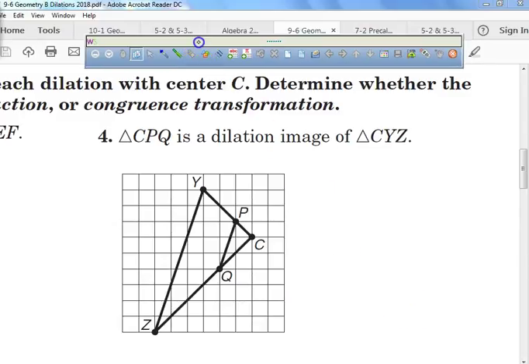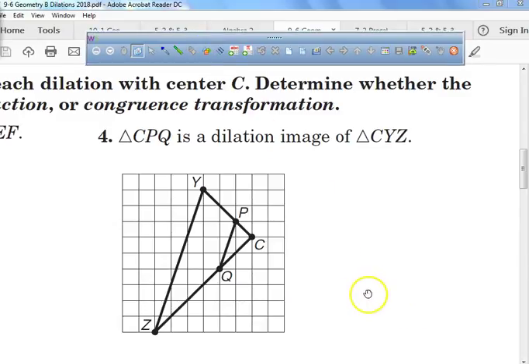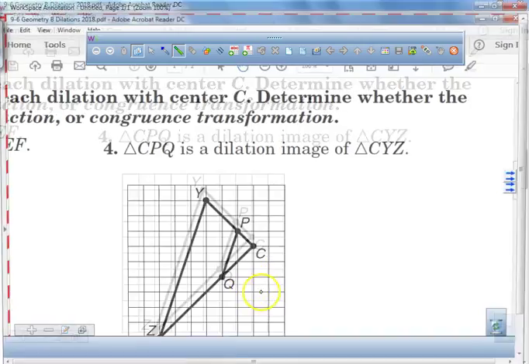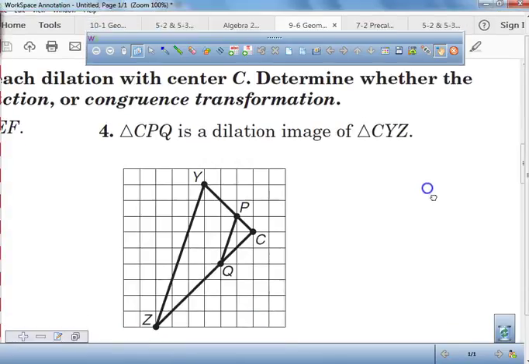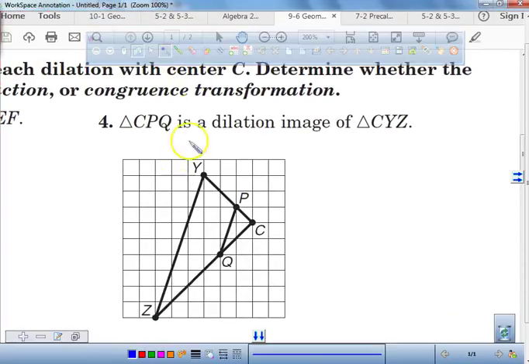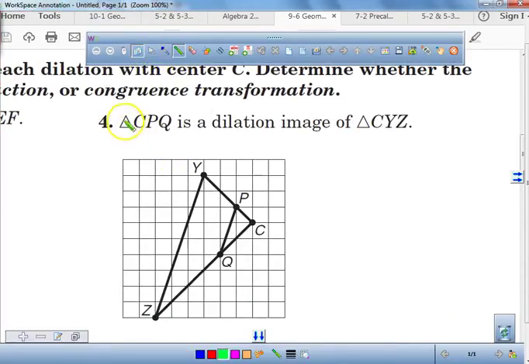Alright, everybody, today we're continuing with Chapter 9, Section 6, dealing with dilations. Now, it says right here, let's check this out, triangle CPQ. Wait, we're on problem number 4. CPQ, which is this little guy right there, is a dilation of triangle CYZ. And triangle CYZ is the whole triangle, which is right here.